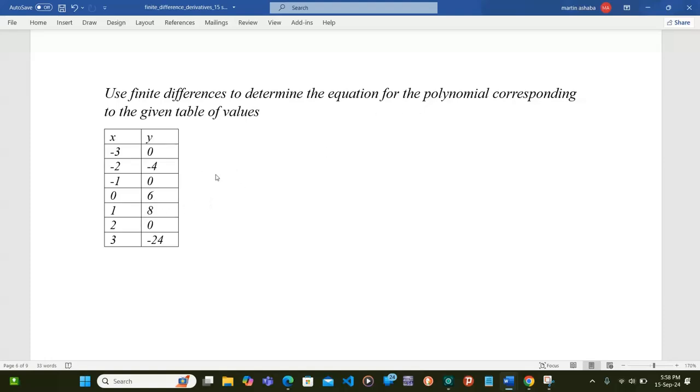And of course, when we determine the equation of the polynomial, we shall be able to determine also the degree of the polynomial. Now, let's look at the solution. So what we do in determining the finite differences, we look at the first finite difference, finite difference number 2, finite difference number 3, and so on and so forth.